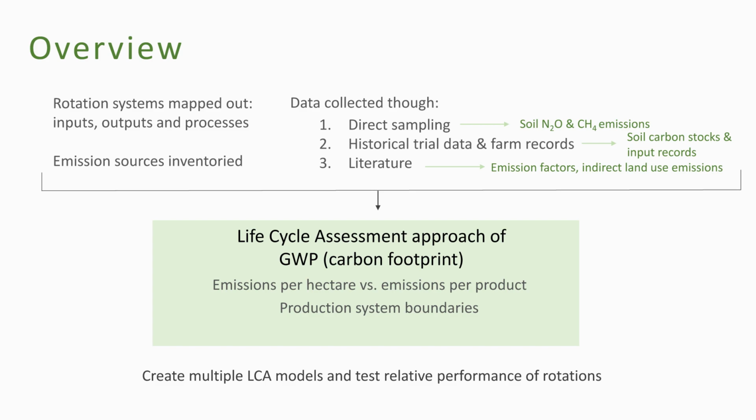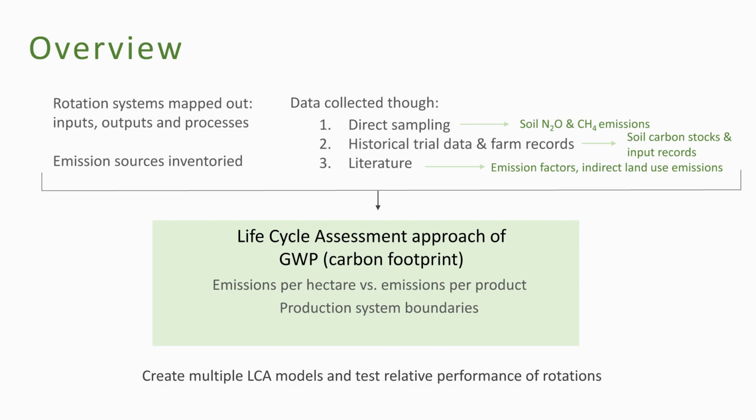Okay, so basically how did we actually compare these systems? The first thing we have to do is map out the entire rotation system. We look at all the inputs that went into each system, how it was managed, all the outputs that were produced, and all the processes in between. And anything that would have caused an emission, we take note of, and we basically model the emissions that could have occurred. Then we collected data.